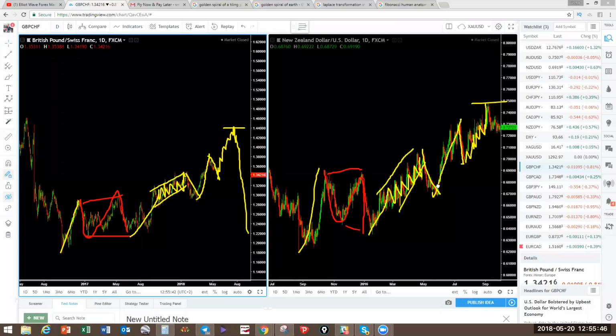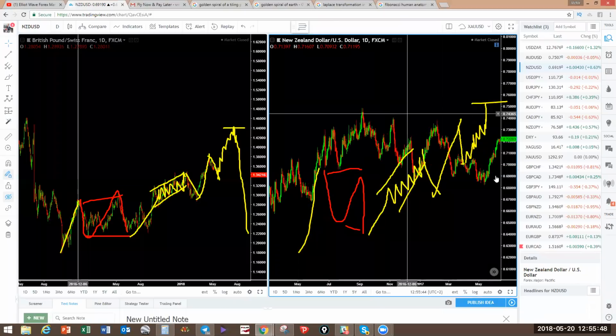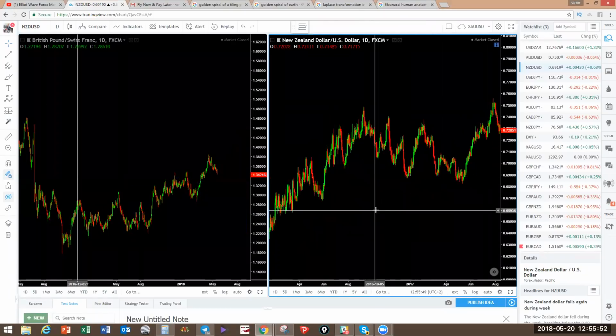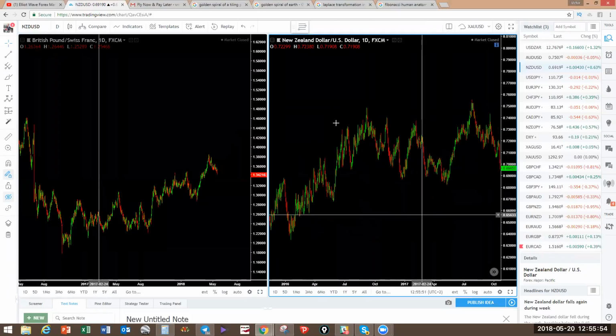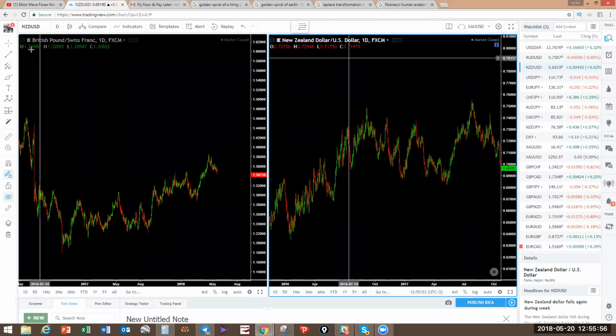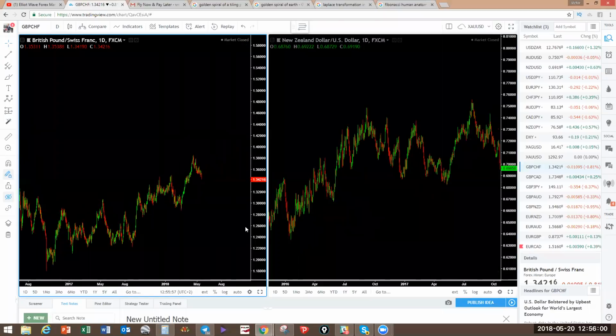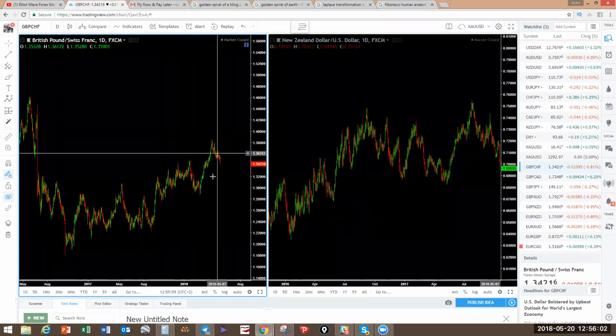Okay, if you look here, New Zealand US dollar has now reversed from there. So this is amazing. There's no relationship between the two pairs. This is New Zealand and US dollar. This is pound and Swiss. No relationship in terms of correlation, but the structure that is building up is exactly the same.